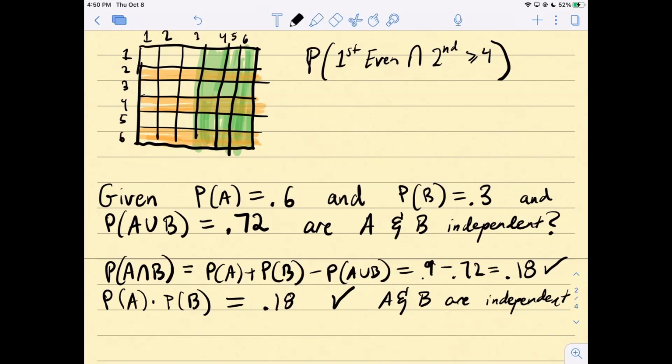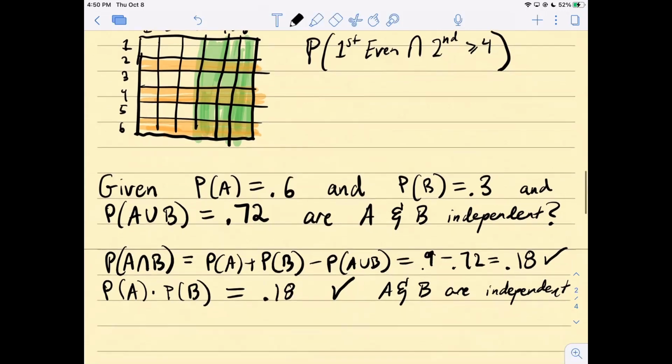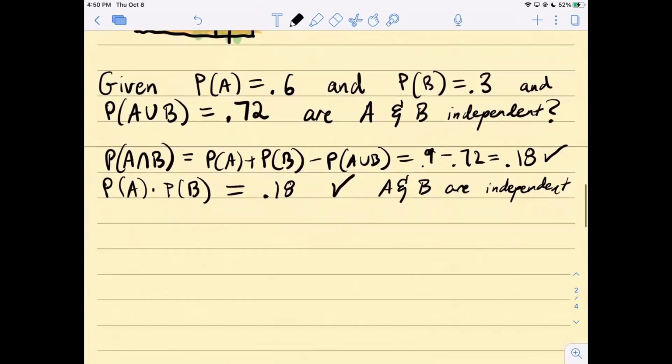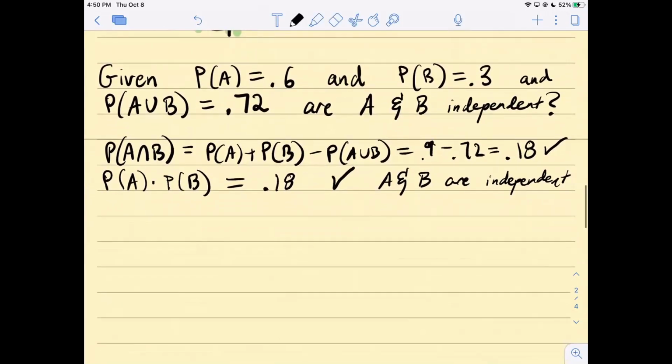Okay, so that's independent events. Here's a quick question. Last time we talked about disjoint events, events that have no overlap. And I just want to ask you this because there are a lot of new definitions that you guys are learning. So I want you to think about this so that you can see where a lot of people get mixed up.